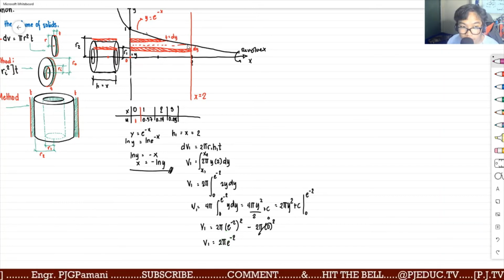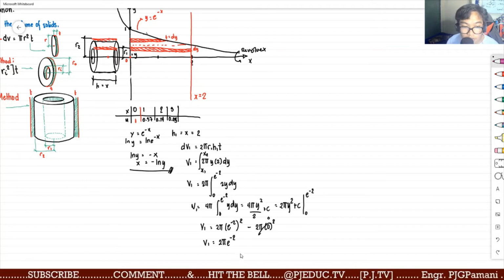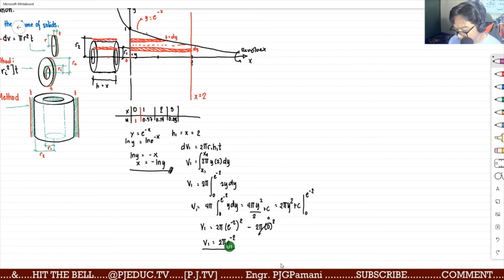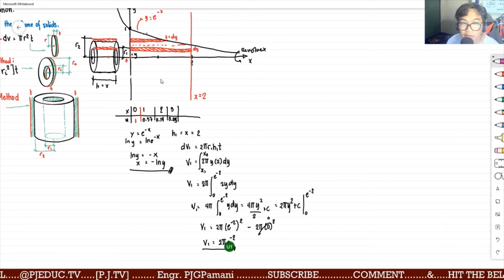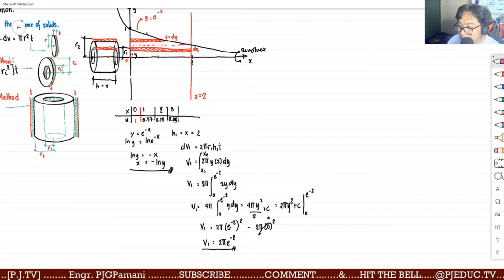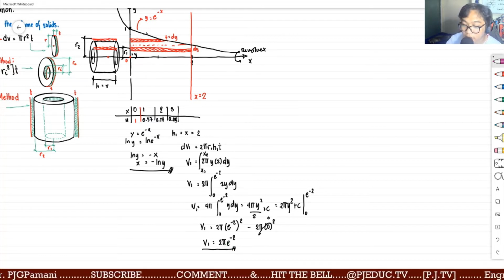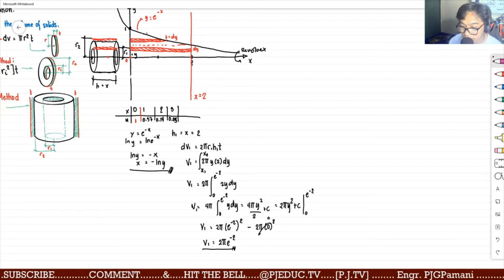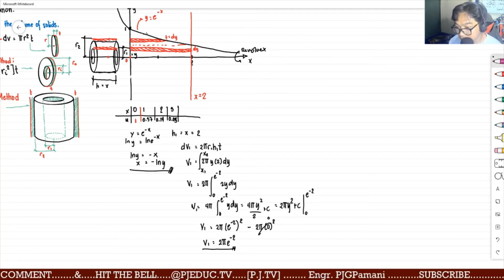The upper limit is here because this is our horizontal. So from 0 to this point, which is e raised to negative 2, at x, e raised to negative 2. That is 0 to e raised to negative 2. This is our volume 1. But remember, using this method, our answer there is pi half times 1 minus e raised to negative 4. We need that kind of answer.